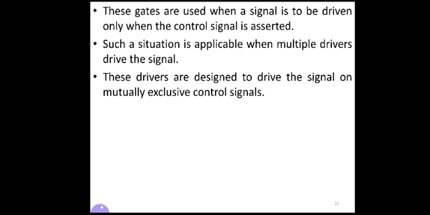So these gates are used when a signal is to be driven only when the control signal is asserted. That means in the previous case, without a control signal, if the input is available, the output is going to be present. But in this case, only if the control signal is provided is the output going to be asserted. Otherwise, the output will be high impedance. Such a situation is applicable when multiple drivers drive the signal. If you have multiple drivers, then this kind of primitive is useful. These drivers are designed to drive the signal on mutually exclusive control signals.